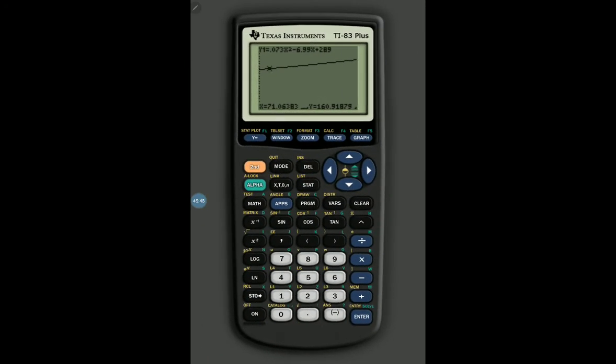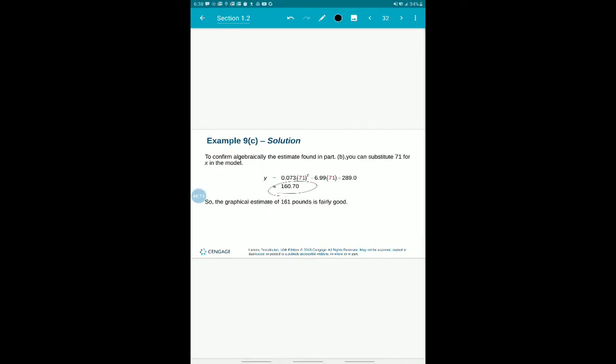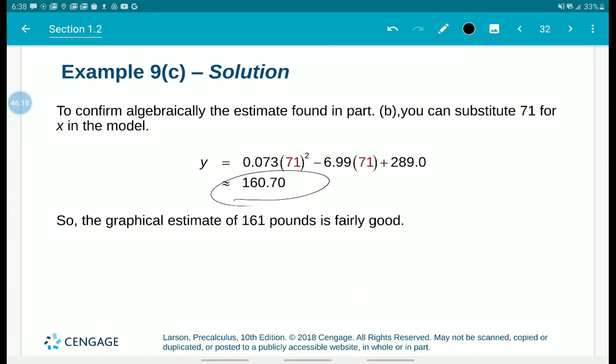Like I said, we can find that value easily on the calculator by hitting second and trace. That takes us to our calculate menu, using that value feature and typing in 71. That's exactly what the calculator is doing. It's taking that 71, plugging it into that equation, and that's where the 160.7 is coming from. So it's a fast way to do that instead of having to do computations by hand. We will use the calculator throughout this course, and I'll show you different things you can do on it. So good times coming up ahead.